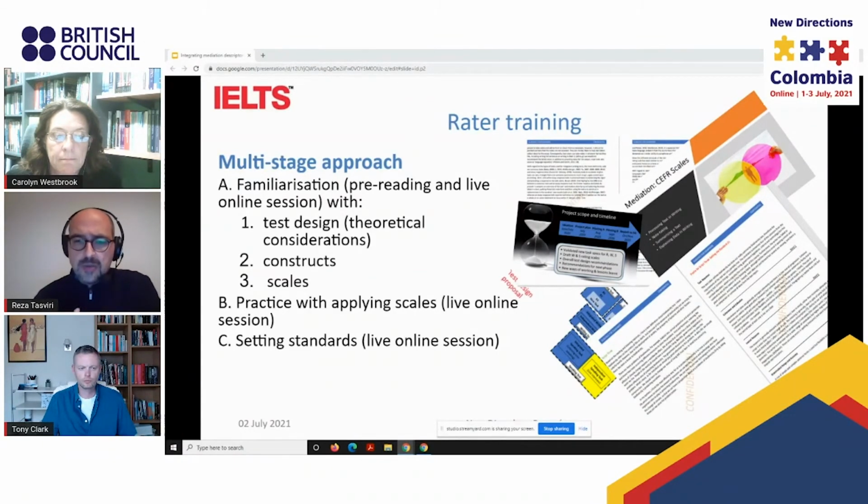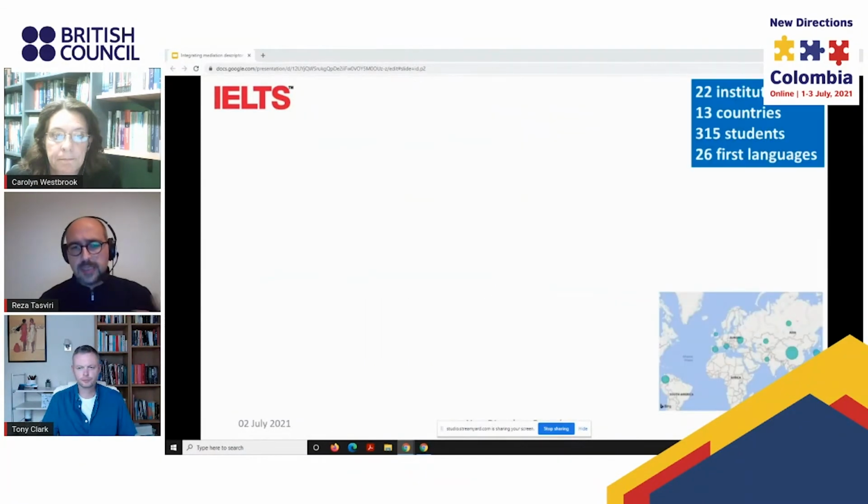and then to calibrate themselves against rating or scoring that was done by expert raters. And in the last step of familiarization and training, the examiners were asked to actually test themselves using the scales to set the standards. And then they were ready to apply the scales.